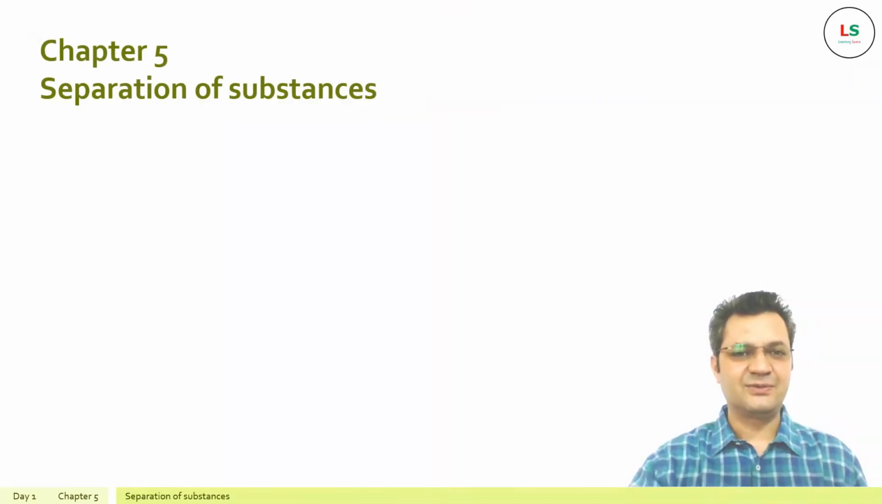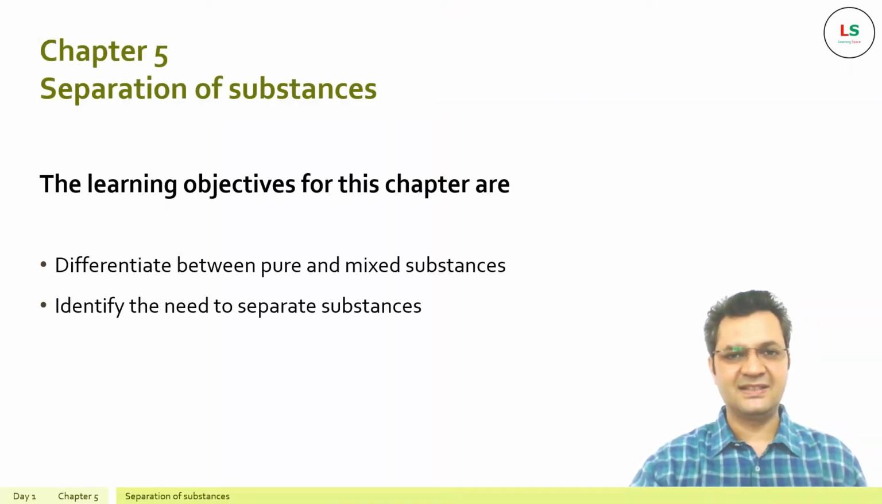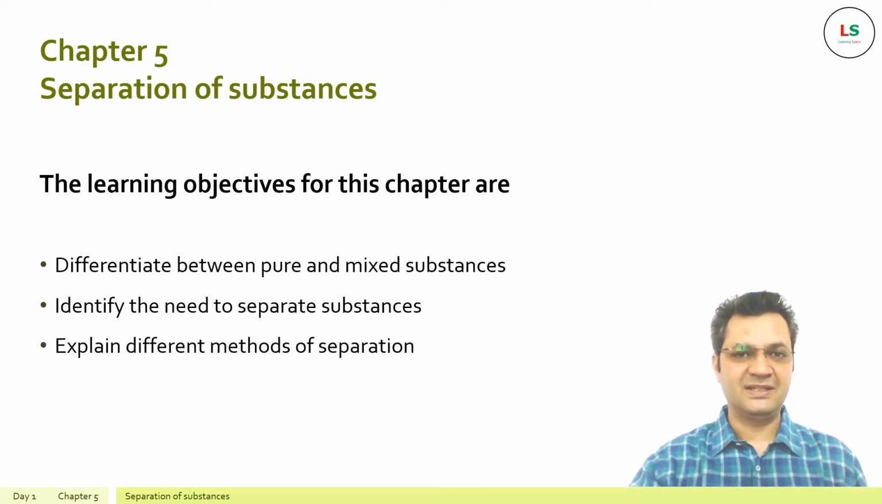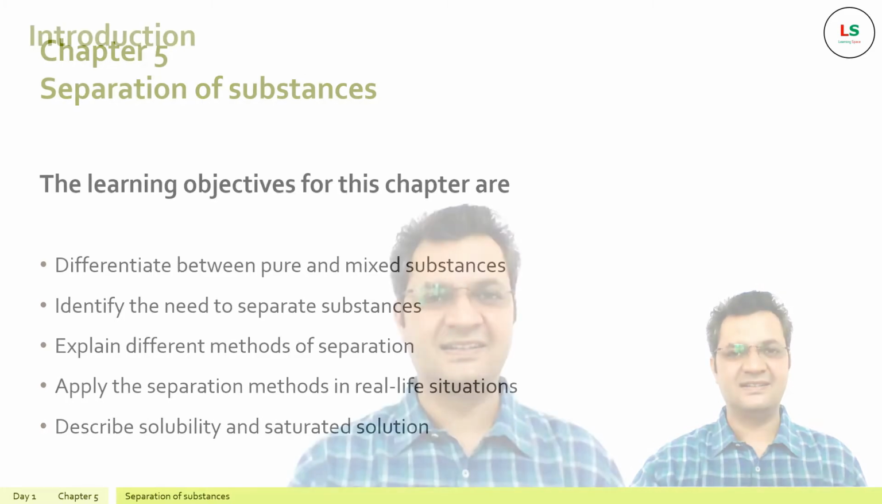The learning objectives for this chapter are: differentiate between pure and mixed substances, identify the need to separate substances, explain different methods of separation, apply the separation methods in real life situations, and lastly, describe solubility and saturated solution.